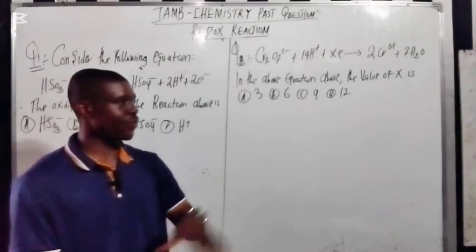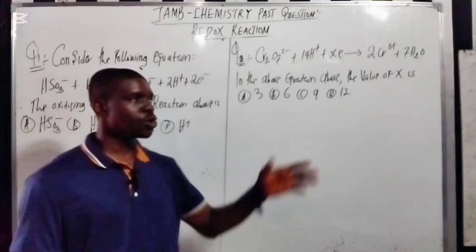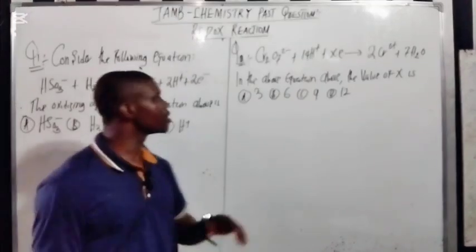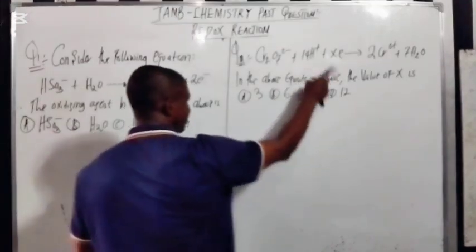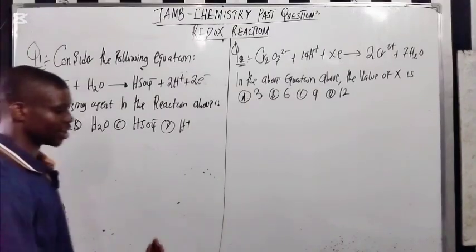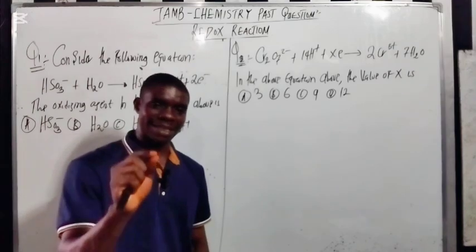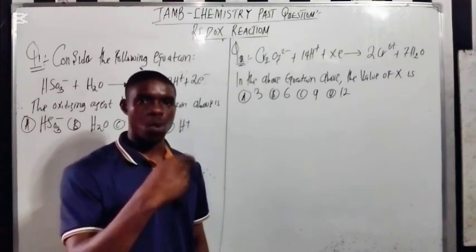Try to solve this here. If you cannot get it, or you don't want to solve it here, leave a message that I should do the correction. But try it. What is the value of X here? And which of these is the oxidizing agent? If you don't understand, please go back and rewatch the video again.